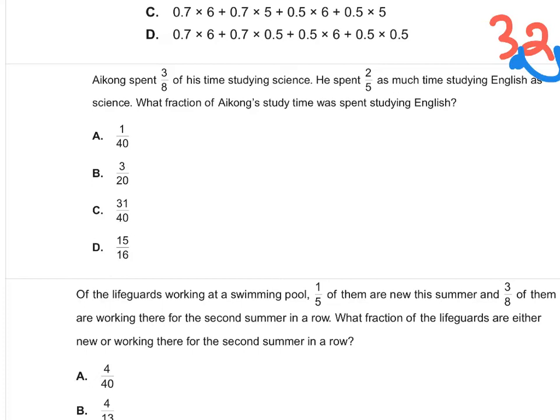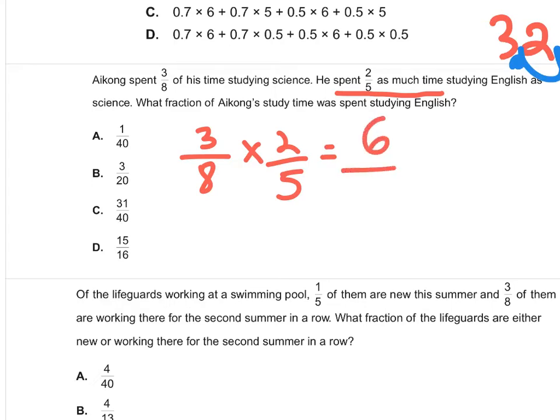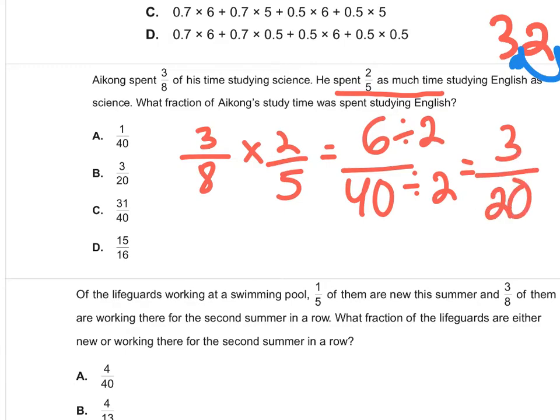And the key word is he spent 2/5 as much time. So that's going to be like almost saying of. So he spent 2/5 as much. So that means multiply, and that would be 6/40ths. And that's not an option, so we have to simplify by dividing both the numerator and denominator by 2. And that will give us 3/20ths. And that's going to be the letter B.